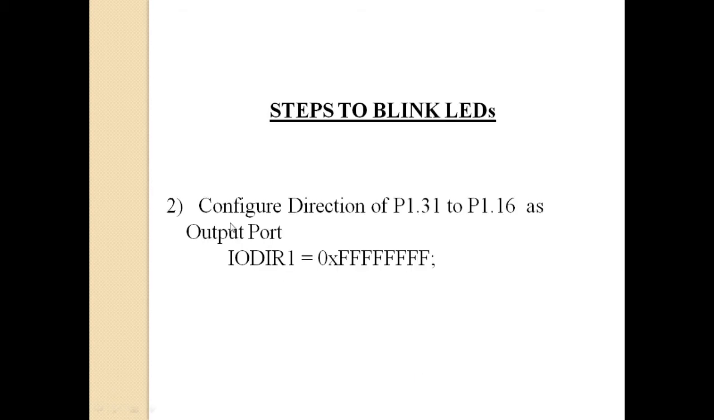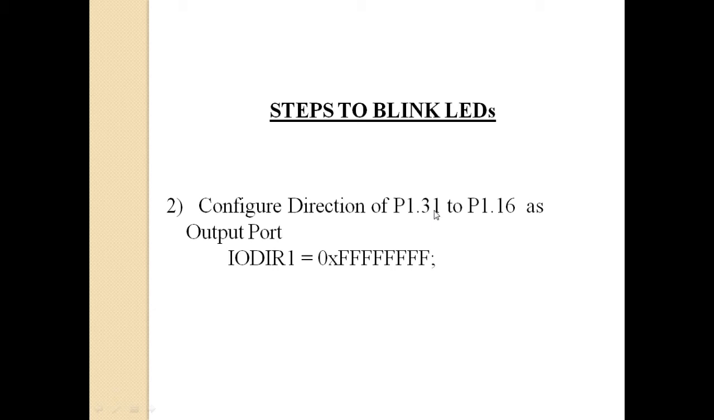What is the second step? You need to configure the direction of these pins as output. Right? Why? Because you are going to connect LEDs. An LED is an output device. So you need to generate a voltage or a signal from the microcontroller to the LED in order to make it on or off. In that case, that pin should be configured as output. So whenever you are configuring an output device, you need to configure that pin direction as output. So here I am going to configure the direction of P1.16 to 31 as output.